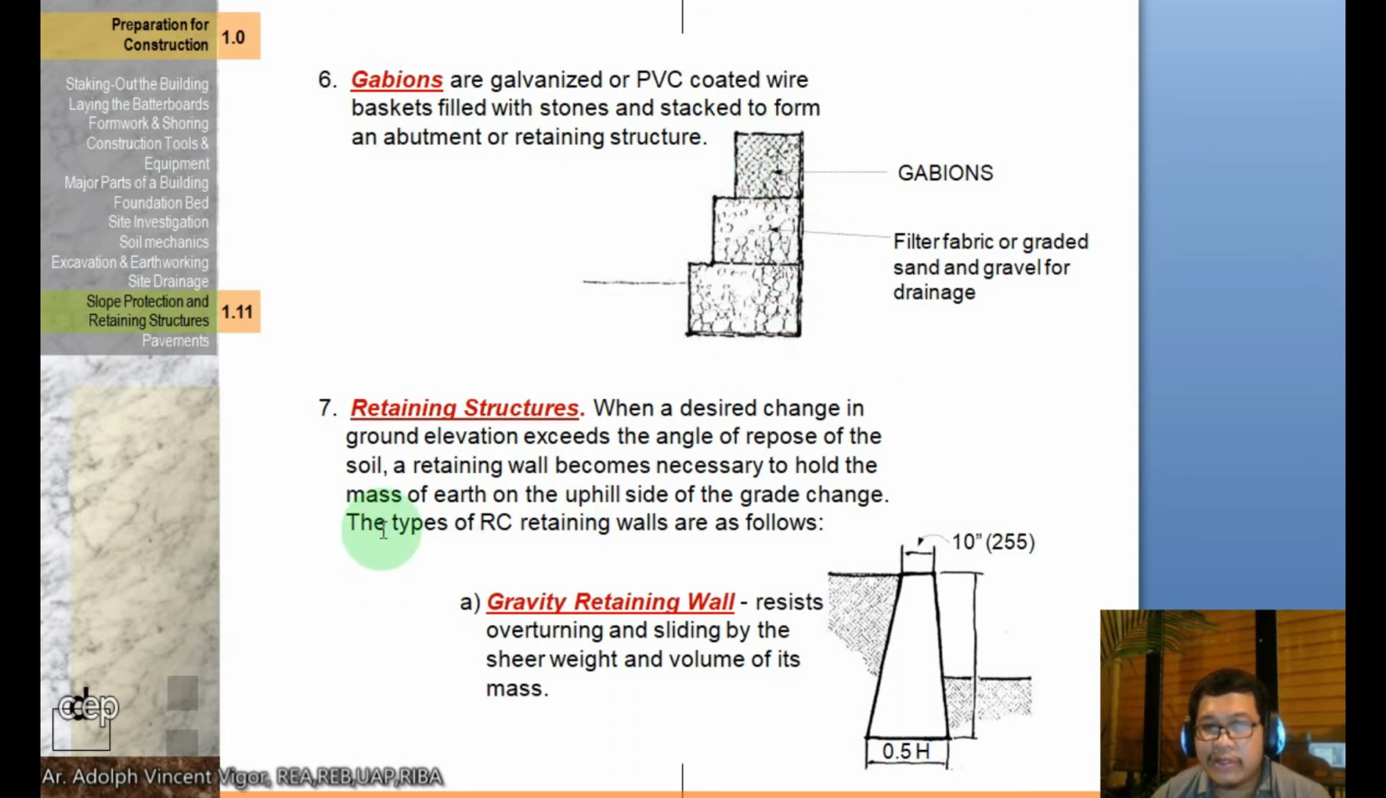Then you have what you call retaining structures. So when a desired change in ground elevation exceeds the angle of repose of the soil, a retaining wall becomes necessary to hold the mass of earth on the uphill side of the grade change. So the types of RC retaining walls are as follows. First, the gravity retaining wall, which resists overturning and sliding by the sheer weight and volume of its mass. So it has a great mass, so it's shaped like a trapezoid.